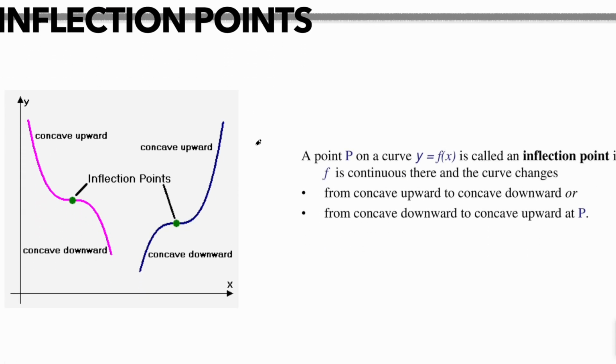And then you also have something called inflection points. When you take the first derivative and set it equal to 0, that gives you your max and min. When you take the second derivative and set it equal to 0, it is going to give you the inflection point. The inflection point is where something curves from concave up to concave down, or concave down to concave up.